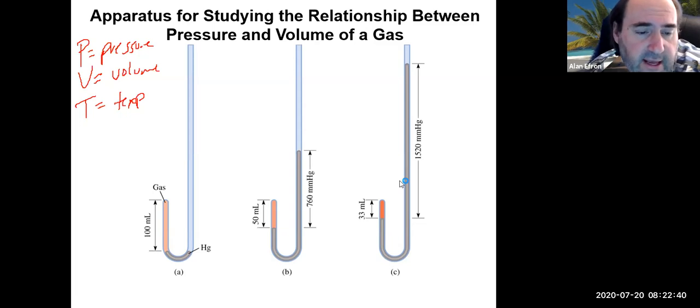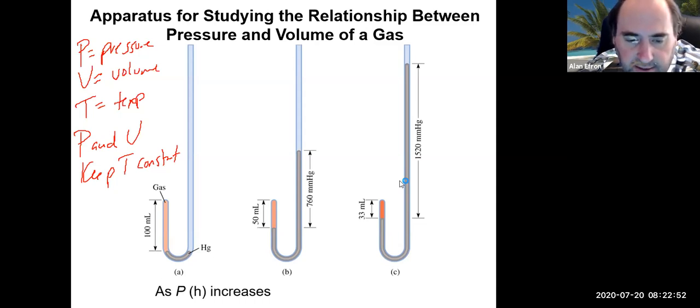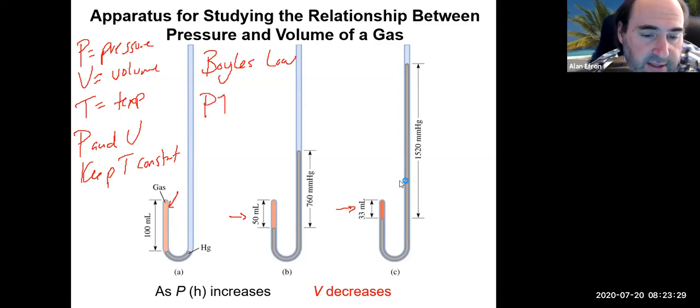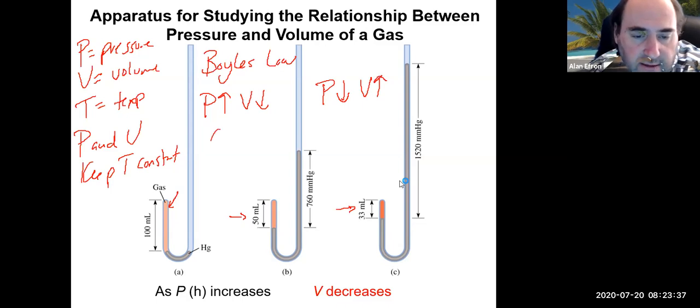The first relationship we're going to look at is pressure and volume, and we're going to keep temperature constant. If we look at these apparatuses to measure pressure, this is our gas here. We have 100 milliliters of gas, and our pressure is over here in terms of the height of the column. As the volume starts to decrease, we can see a big rise in the pressure. This relationship is known as Boyle's law. Basically the relationship is opposite: as the pressure goes up, the volume goes down, and vice versa, the pressure will decrease as the volume increases at constant temperature.